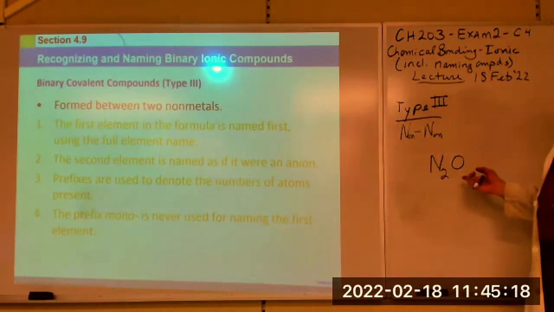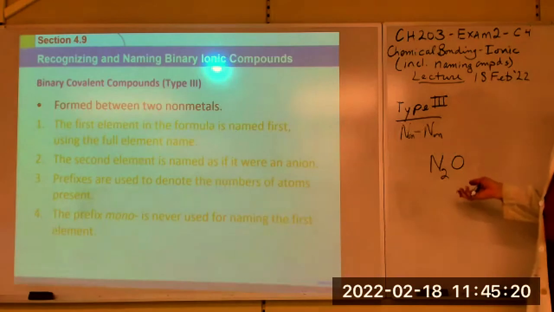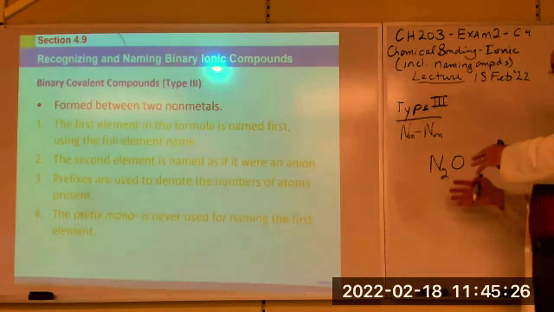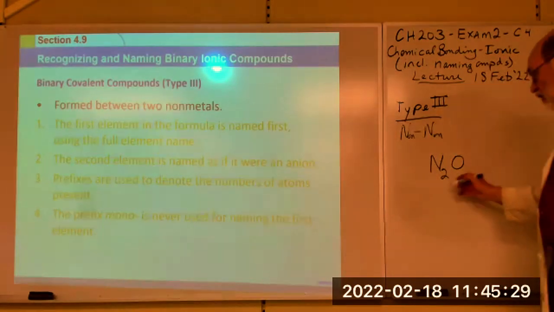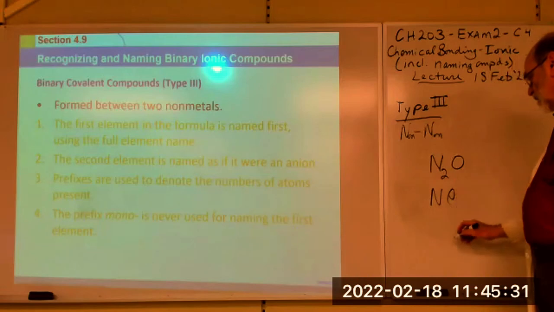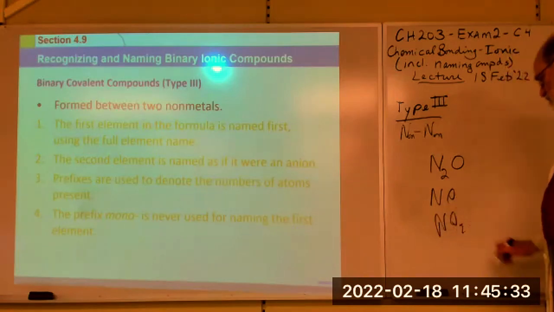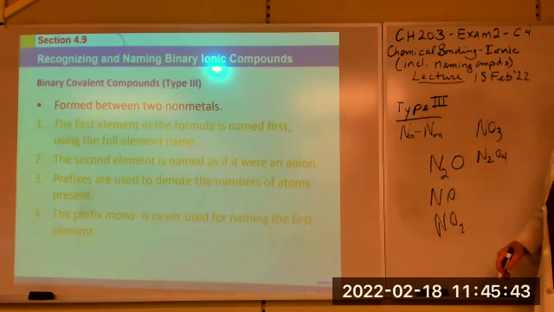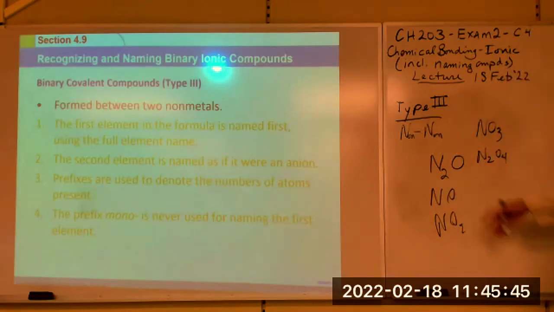Now, these are not balanced by charges because they don't have charges. They're covalently bound. So you have to be given that information, because it could be this one, it could be this one, it could be this one. You don't know. That one happens to be laughing gas, nitrous oxide.